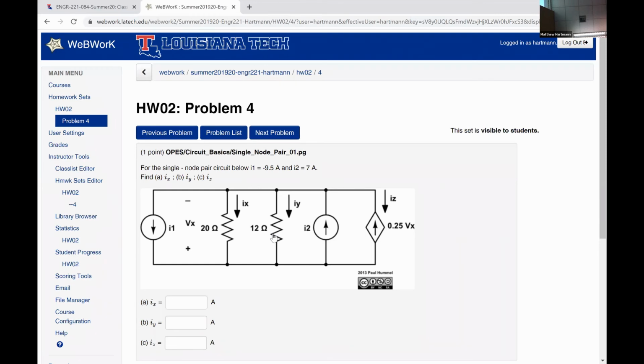And then let's see, this is a single node pair circuit. Notice the positive polarity voltage is on the bottom, negative polarity is on top. So Ix, Iy, and Iz, you could put all of those in terms of Vx, but notice that all of those currents are flowing again into the negative polarity terminal. So make sure to account for that in your expressions.